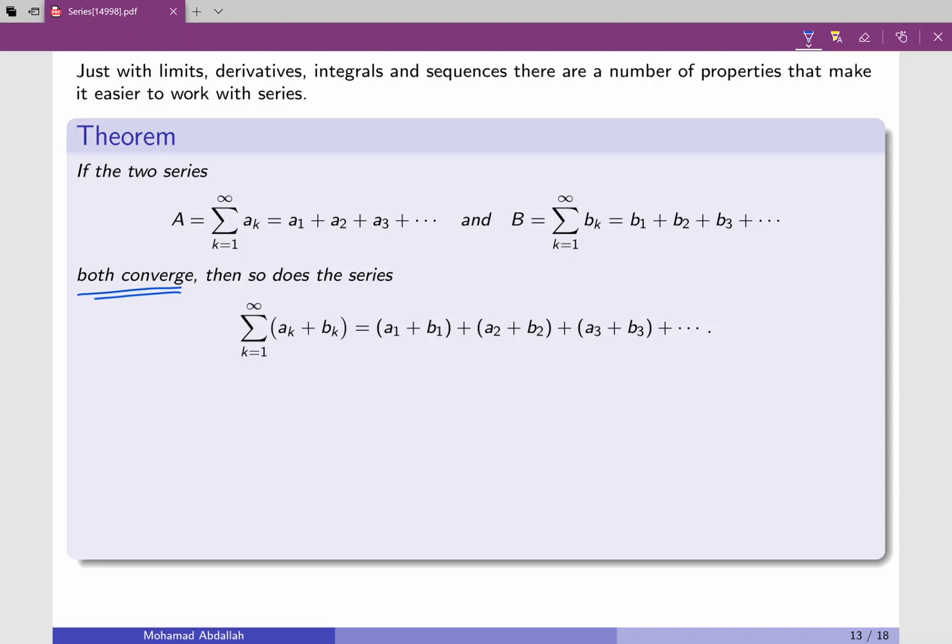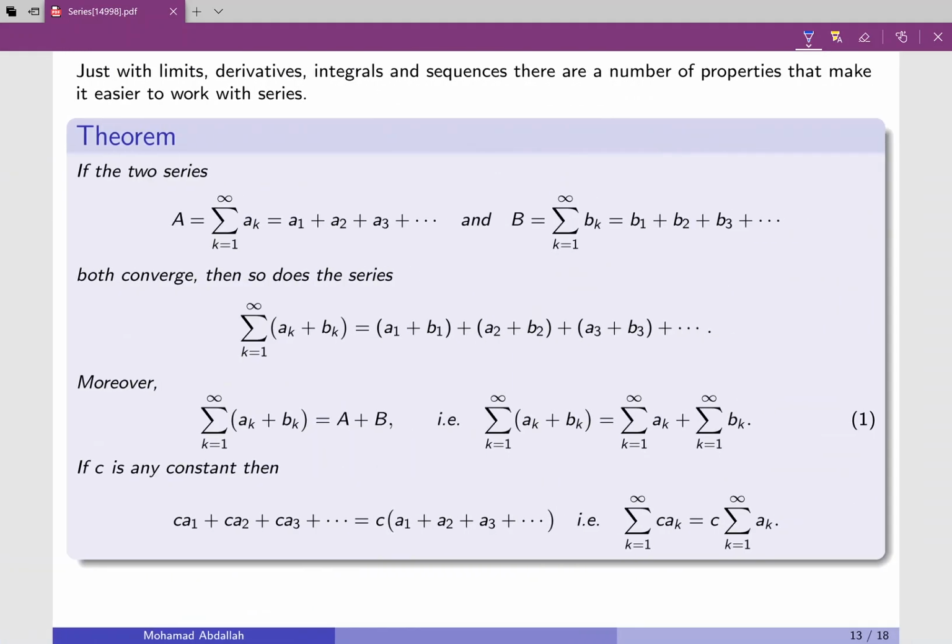You can split this, and my answer is going to be A plus B. The reason is very simple, because when you split this, you can rearrange the terms. So you can put a1, a2, a3 together, and then you can put b1, b2, b3 together. So this is going to give you the sum of a plus the sum of b. This is the idea here. Also, if there is a constant multiplied by the sequence inside, then you can move the constant outside of the series, of the summation.